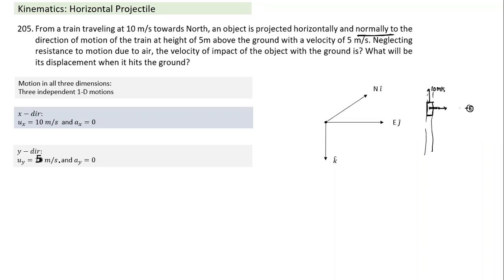Y direction is 5 meter per second and ay is 0. I think I made a mistake somewhere writing. Okay, so I misread it. So this is 5 meter per second, and what will happen in z direction? Initial velocity in z direction is 0. Velocity is only in horizontal component, it has no vertical component. And since I have taken z direction as downward, this is the value of z.